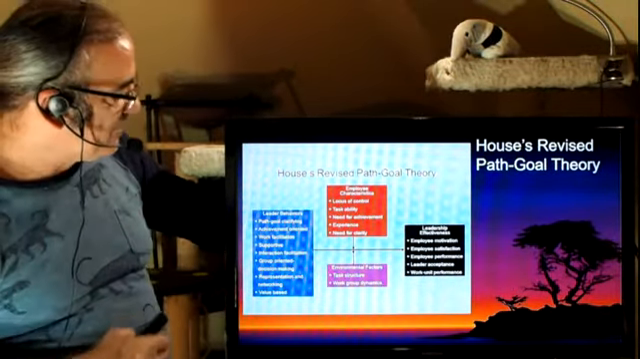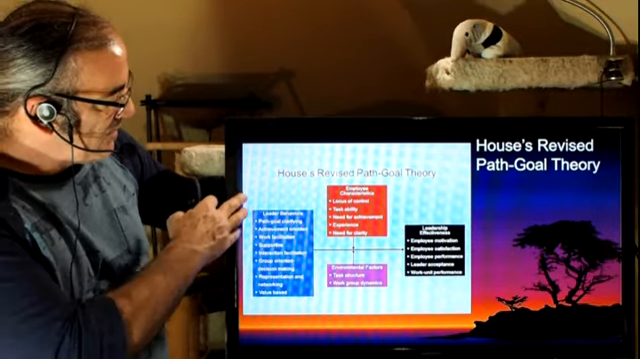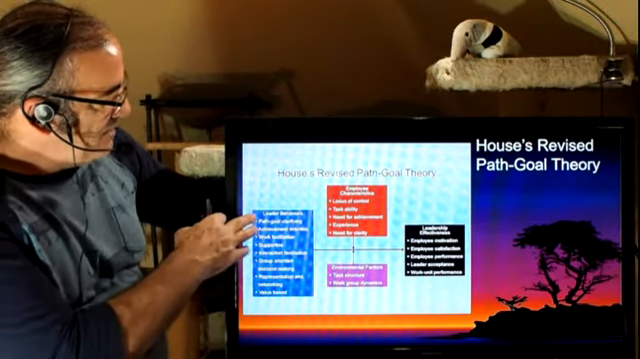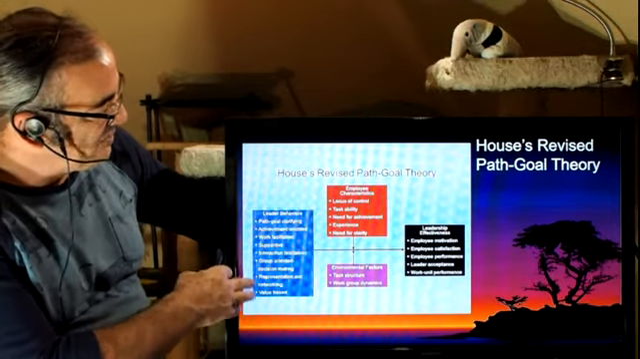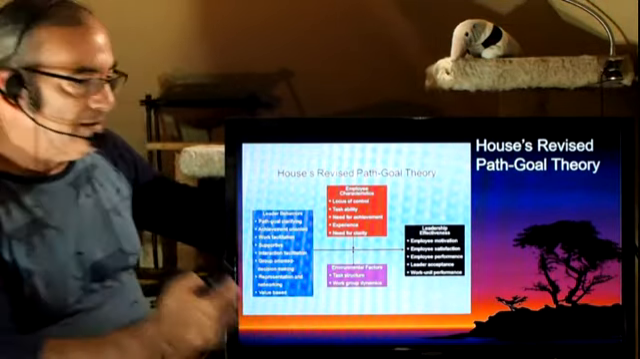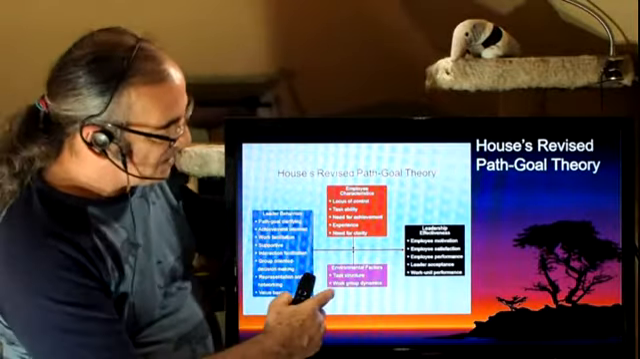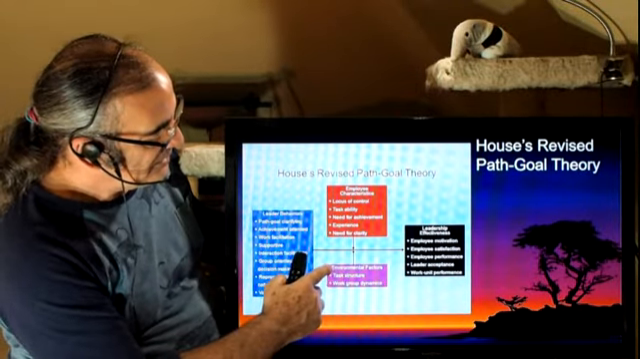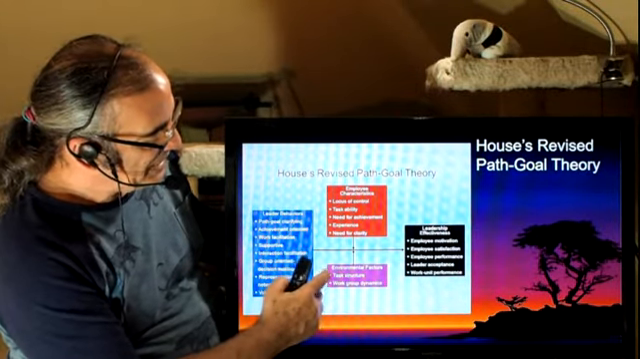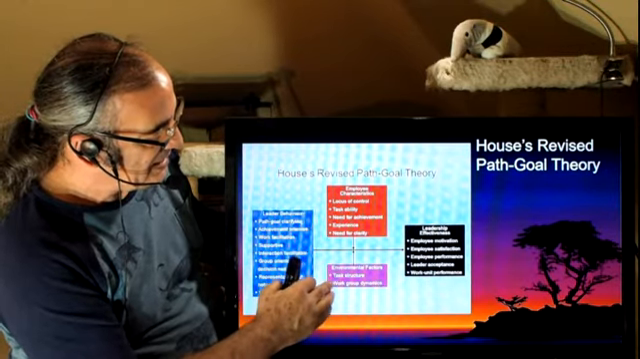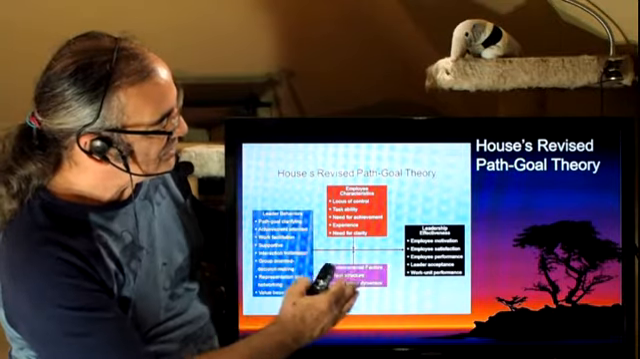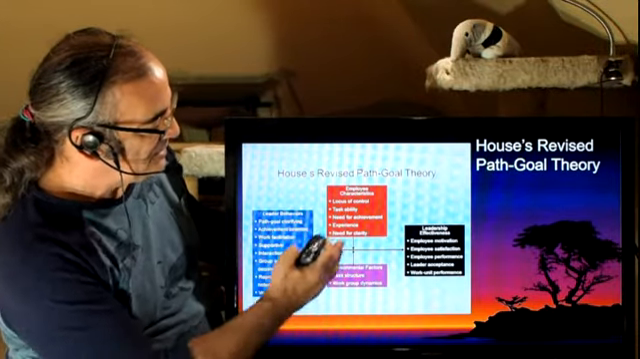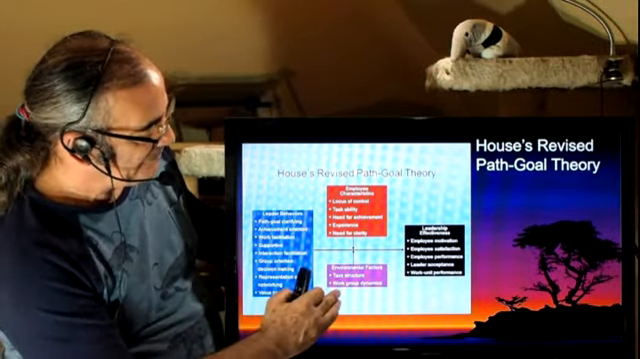House's revised path goal theory says these are the potential leader behaviors: path goal clarifying, achievement oriented, work facilitation. You can go on down the list, right? But then notice we're still in contingency models. We have to consider, right, the environmental factors. What's the task structure, the nature of the task, and what do we have in the way of work group dynamics? So this is one set of environmental factors that we have to consider.